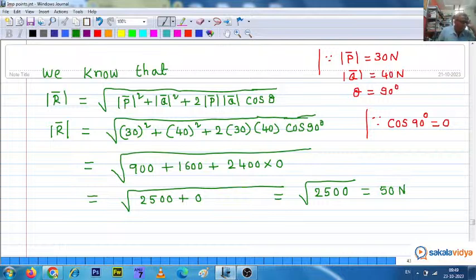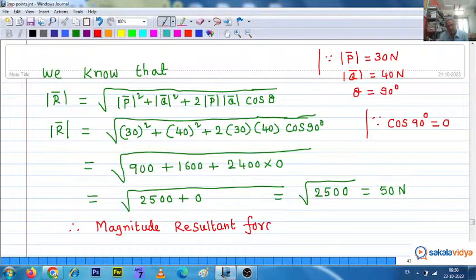So that means according to the problem, the magnitude of resultant force, mod R bar, is equal to 50 newtons. Clear? Right. Next, what we need to find out? The direction of the resultant force also we need to find out with reference to the horizontal component, or we can say with reference to the x axis, that we need to evaluate.